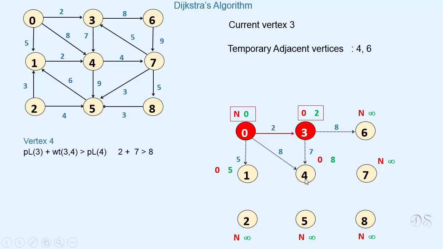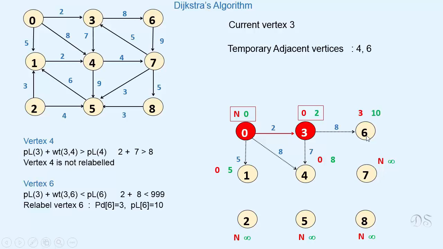First we take this vertex 4. Now path length of 3 plus weight on this edge is greater than path length of 4. So there is no need to relabel this vertex 4 because we already have a path from 0 to 4 which is of length 8 and using this 3 we get a path of length 9. So there is no need to relabel this vertex 4. Next we take this vertex 6. Path length of 3 plus weight on this edge is less than path length of 6. So it will be relabeled.